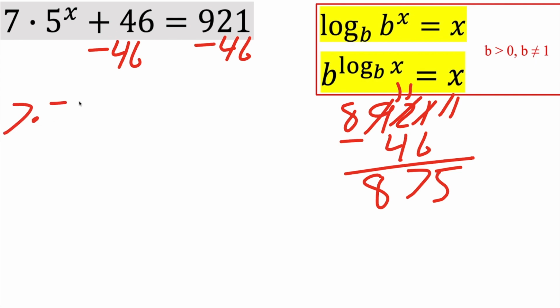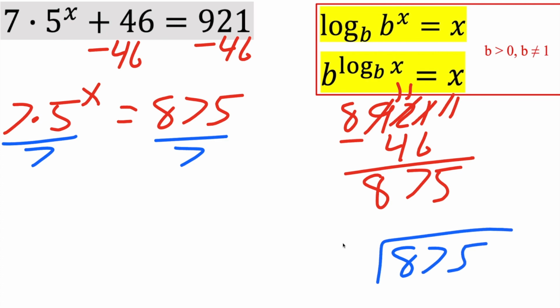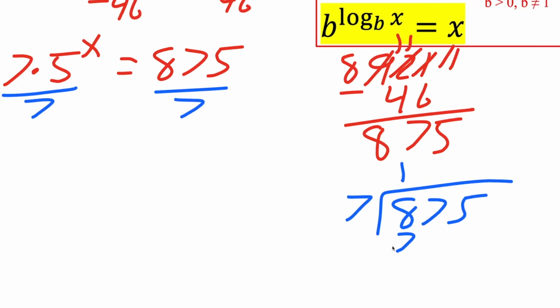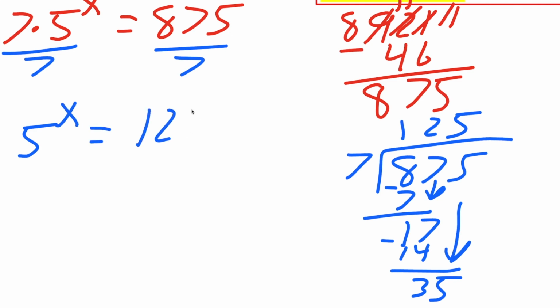11 minus 4 would give us 7, and we have 875. So we get 7 times 5 raised to x is equal to 875. So now we have 7 times 5 raised to x, so the opposite of multiplication is division, so divide by 7. Again, we can do the old-fashioned division, or if you want to use a calculator. How many times does 7 go into 8? It goes 1 time, so 7 times 1 is 7, so we're going to subtract it, we get 1. Bring down this 7, so we have 17. How many times does 7 go into 17? Twice, you get 14. And 17 minus 14 is 3. Bring down the 5, you get 35. How many times does 7 go into 35? It goes 5 times. So we get 5 raised to x is equal to 125.